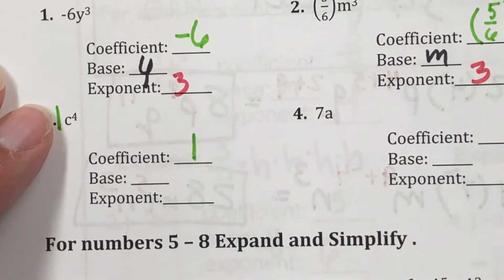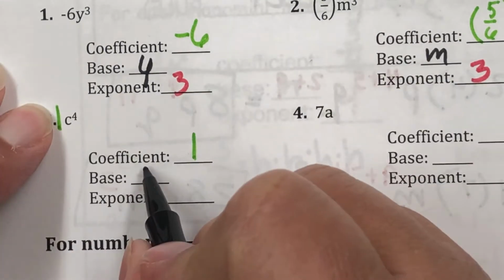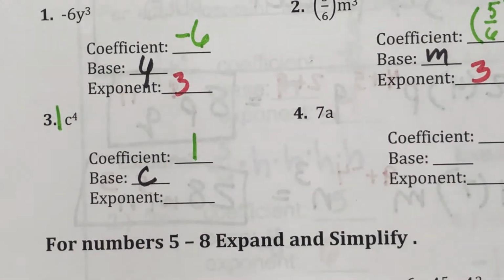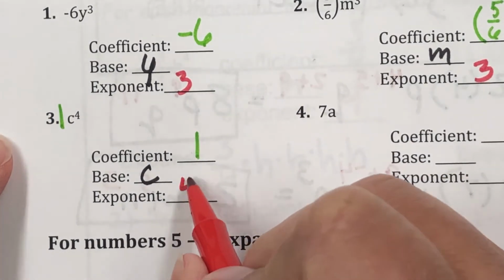We're going to be using properties all year long, and I will try to remind you every time we use one. The base here is c, and the exponent is 4.